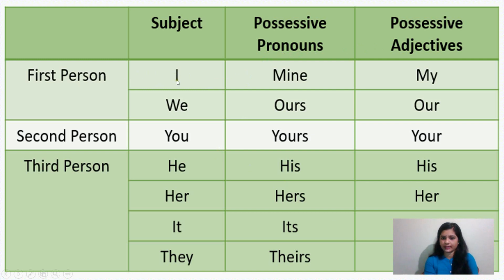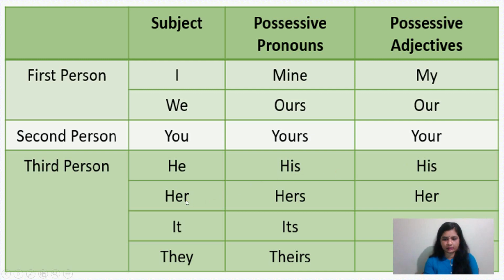First person, I. Possessive pronoun will be mine. Just now we have read it in the example. And possessive adjective will be my, like we have read "my pen." In plural, the plural of I is we, mine is ours, and my will be our. In the same way, children, second person, subject will be you. Possessive pronoun will be yours. This book is yours. But possessive adjective, this is your book. Your book. Third person, subject is he. So possessive pronoun will be his. This book is his. But here we will write, this is his book.